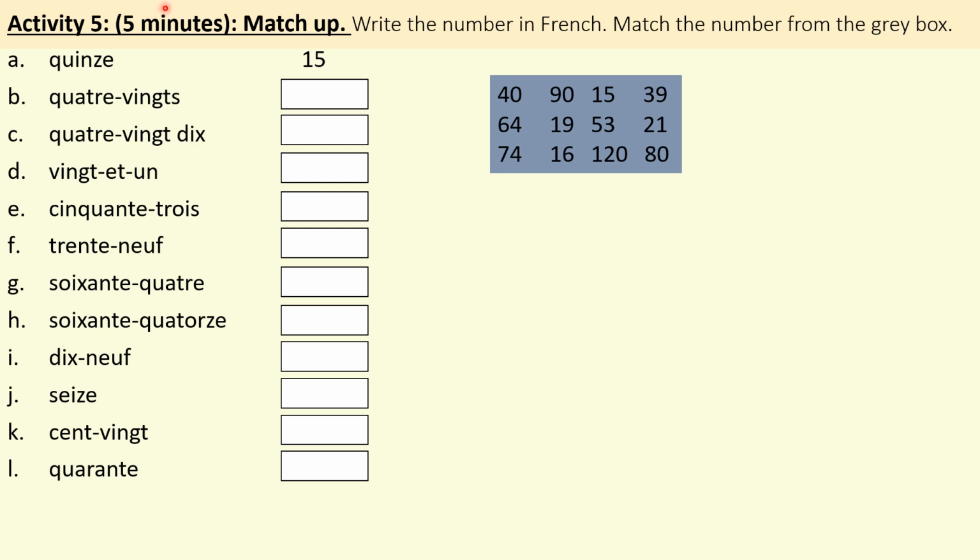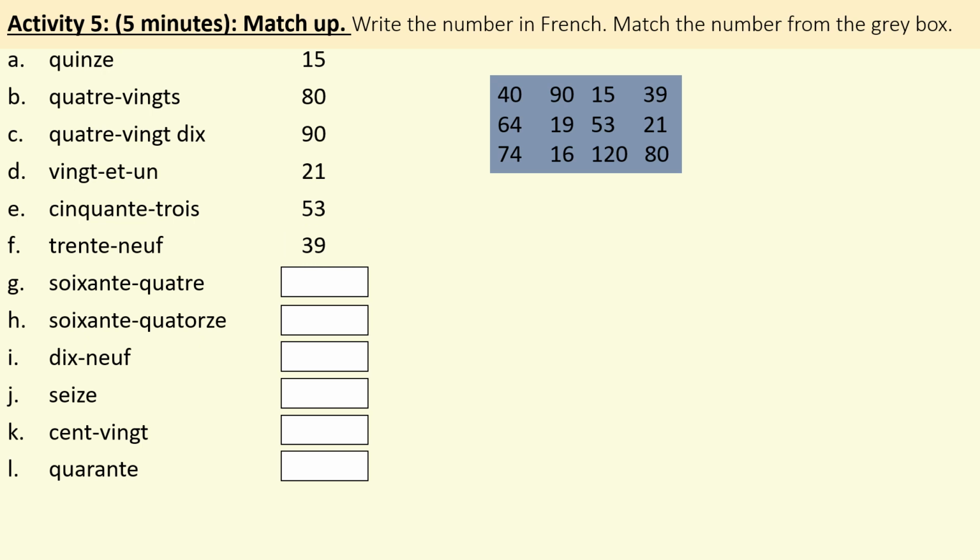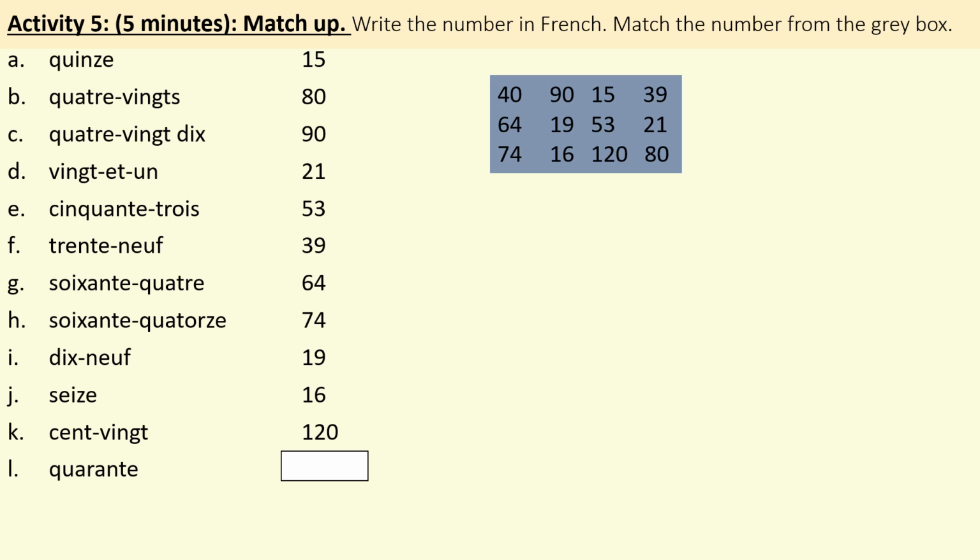Okay, let's check those answers. So, 80 is 80. 90 is 90. 21 is 21. 53 is 53. 39 is 39. 64 is 64. 74 is 74. 19 is 19. 16 is 16. 120 is 120. And 40 is 40. Pause if you needed to check that and make any corrections you need to. Merci.